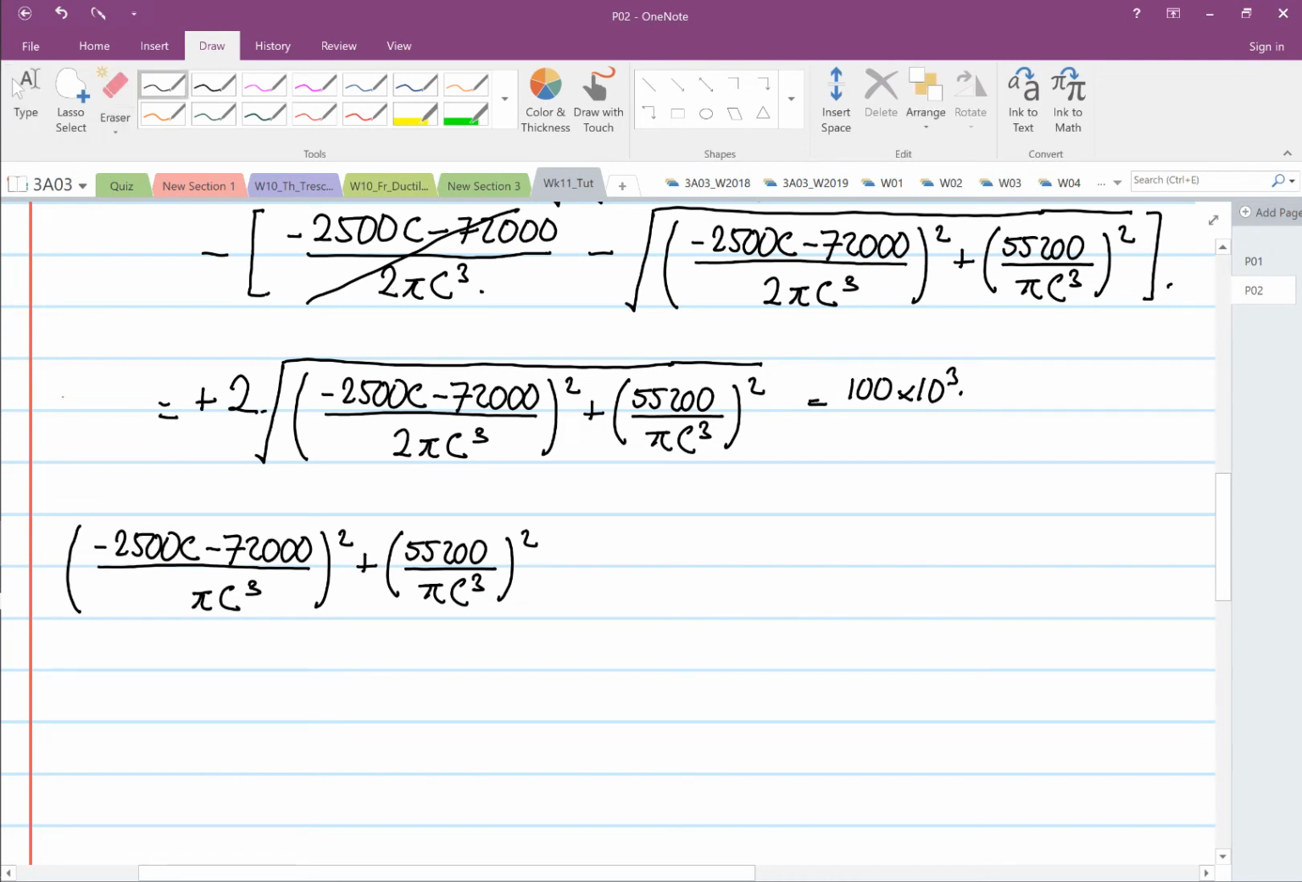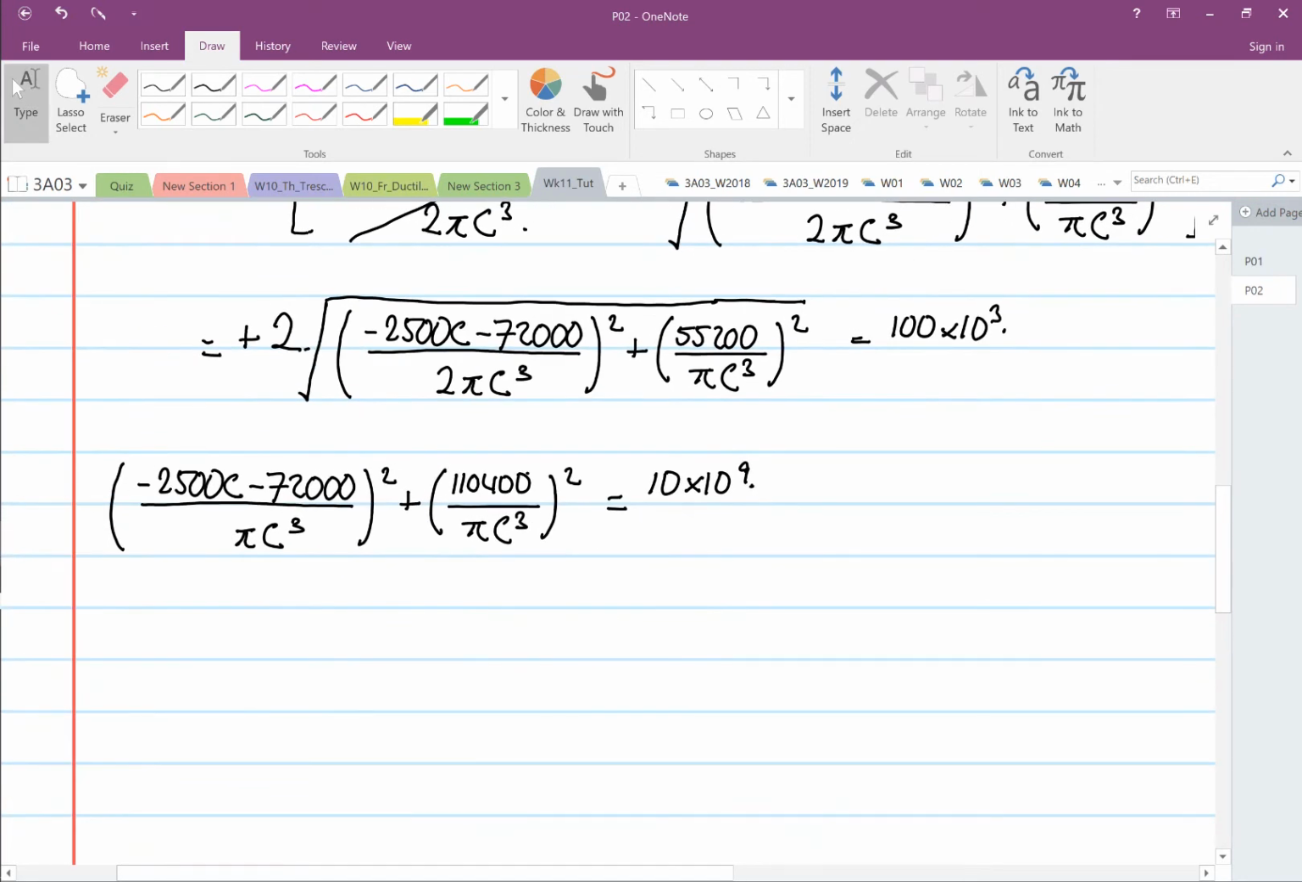So this will change. I introduce the 4, the 2, into this term. There's 110400, because squared twice, and this will be equal to 10 times 10 to the power 9. Then from here, we're going to make a cross multiply.